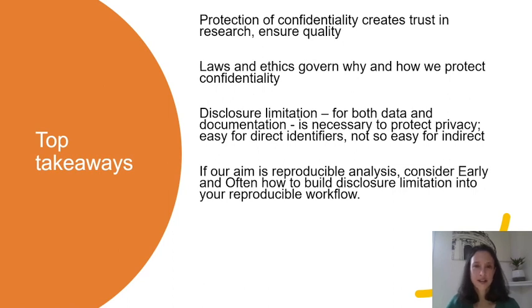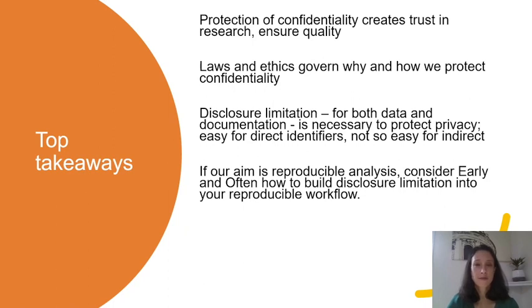So up front, what are the top takeaways that I hope students take from this presentation? First, protection of confidentiality creates trust in research, and it certainly contributes to the quality and credibility of research. Second, laws and ethics govern why and how we protect confidentiality as researchers. Third, disclosure limitation, for both data and documentation disclosure, is necessary to protect privacy. That is easy for direct identifiers, but it's a lot tougher, and not so obvious sometimes, with indirect identifiers, and we'll talk through that.